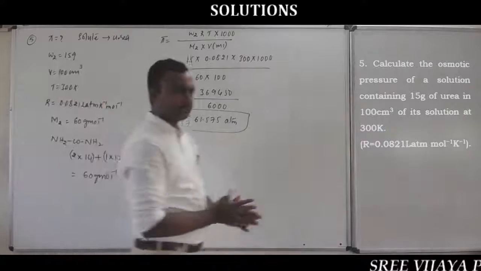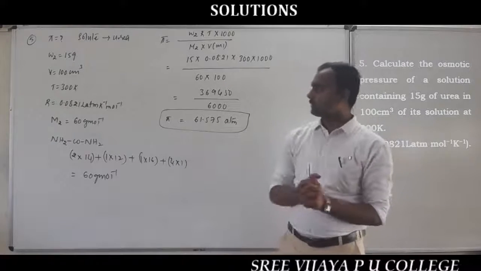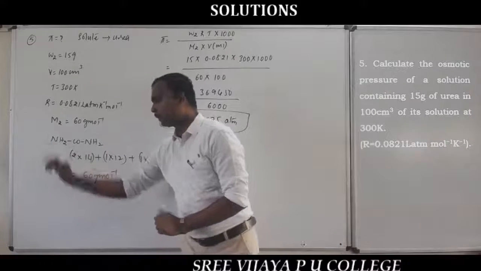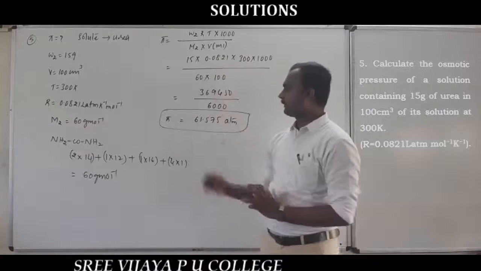Here no I value is given. So just directly, what has he given? Solute is given and solution volume is given. So what you have to calculate first is the molecular mass of the solute, and then you have to substitute the values, you will get the pi value.